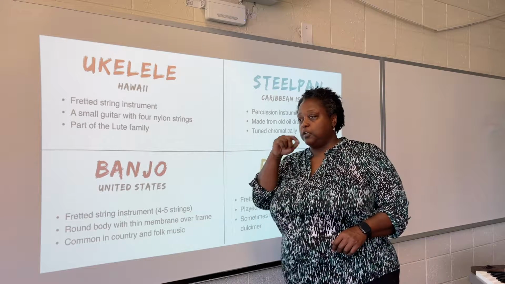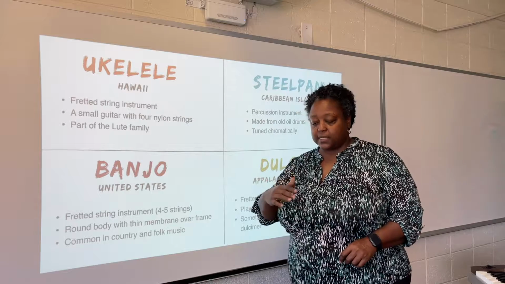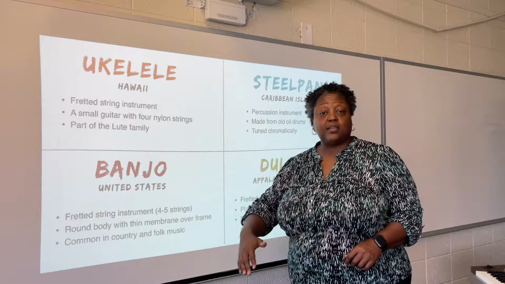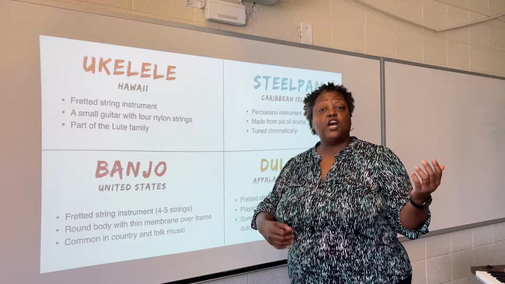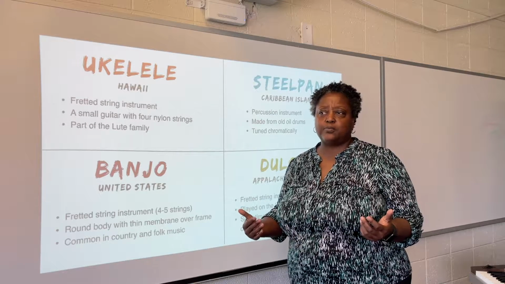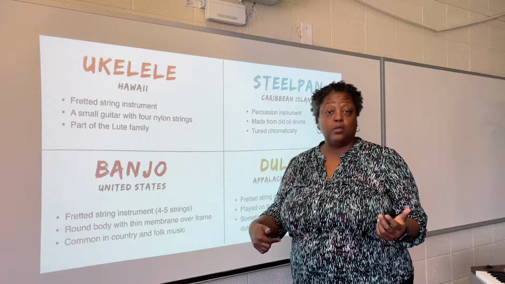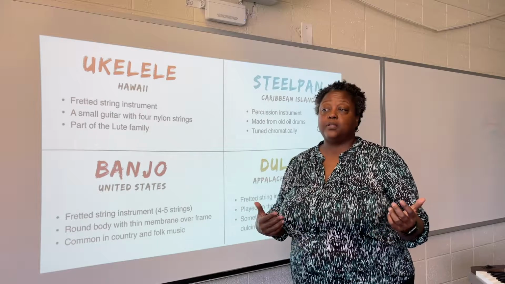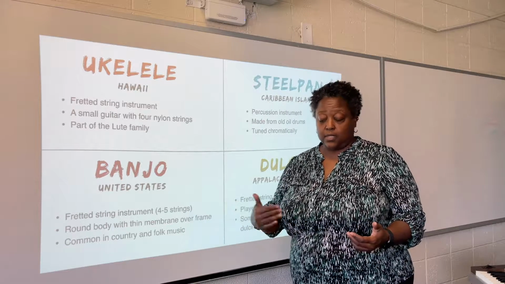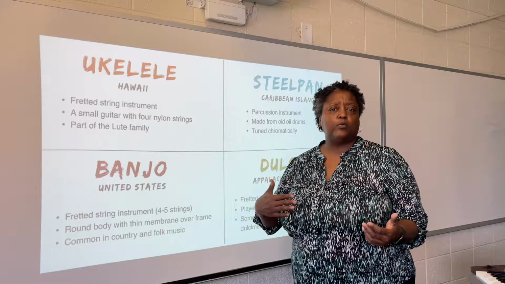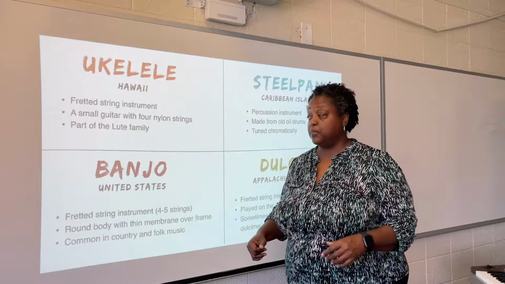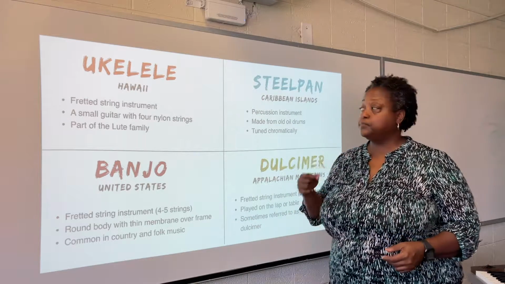So if you don't remember what it looks like, it has a white shell on the outside, and a white membrane of foam under the strings. Whereas with most guitars, we have, of course, a sound hole where the sound comes out, the banjo doesn't have that. It has a white membrane of foam over the body, and that is helping to resonate the sound.